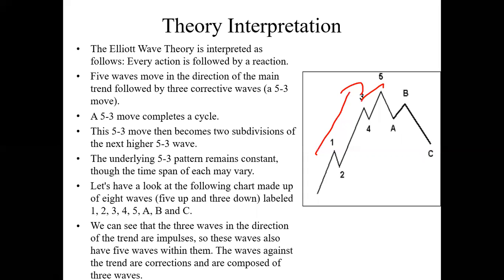If you look at the following chart made up of 8 waves, that is 1, 2, 3, 4, 5, A, B, and C, we can see in the chart that 3 waves in the direction of the trend are impulses. So 1, 3, 5 come under the impulses. These waves also have 5 waves within them: 1, 2, 3, 4, and 5. Waves 1, 3, 5 are at the top, and 2, 4 are below. The waves against the trend are corrections and are composed of 3 waves. We can see this in the diagram and we can predict it.